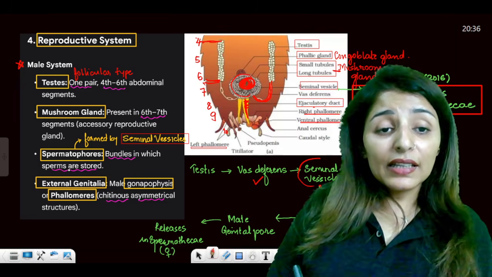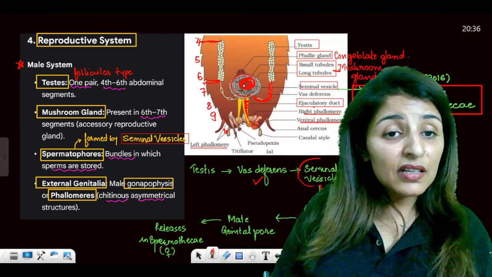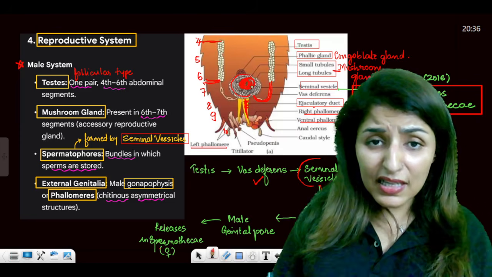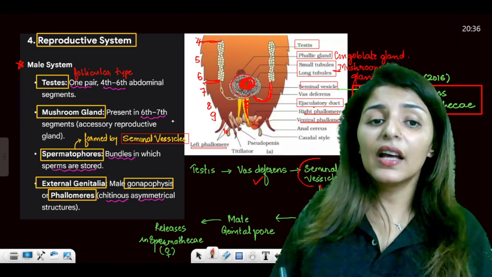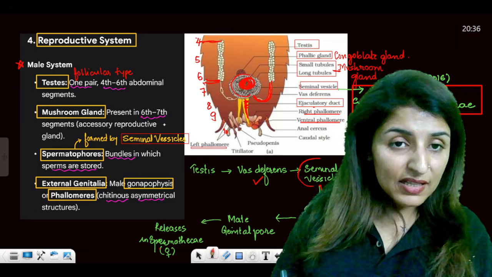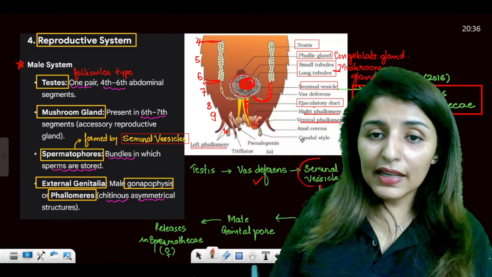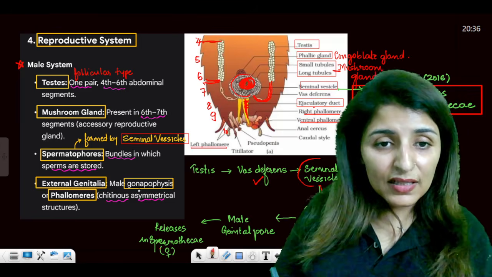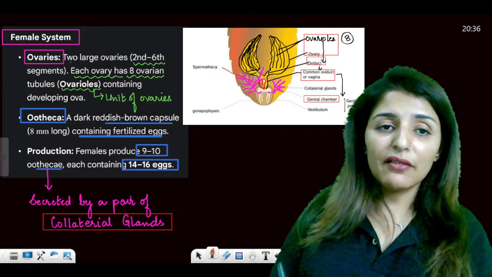Now, other than this, you must know where the seminal vesicle is present. Seminal vesicle is present in the sixth segment, while mushroom gland appears in the 6th to 7th segment. While external genitalia are also present. Now, external genitalia are represented by gonapophyses. These are chitin-made asymmetric structures, also known as phallomeres.